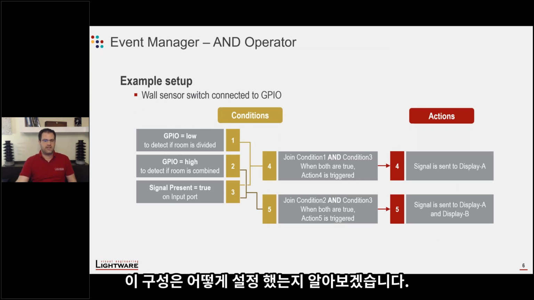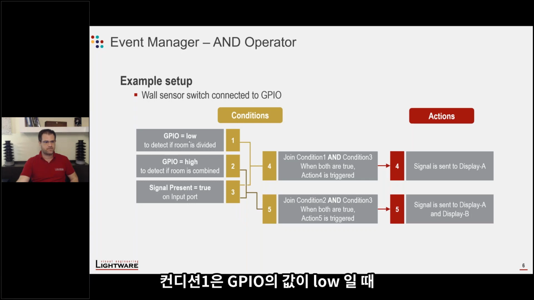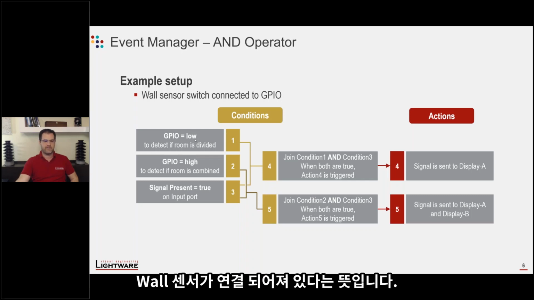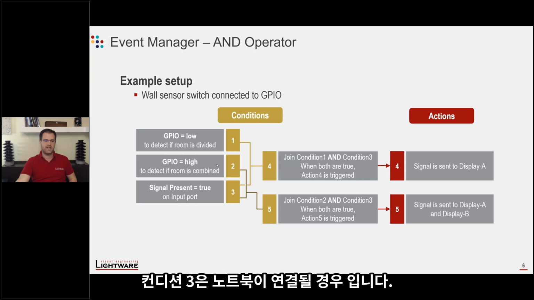To see the details of how you can set this up, I have made this diagram showing I have 5 conditions. One condition can be the GPIO is pulled low. This is indicating that the room is divided, so I have detected the wall sensor is a close contact. I have another condition: the GPIO is high when the room is combined, because the wall sensor is not closing that contact in that case. And the third condition will be to detect the signal presence from, for example, that laptop I have talked about.